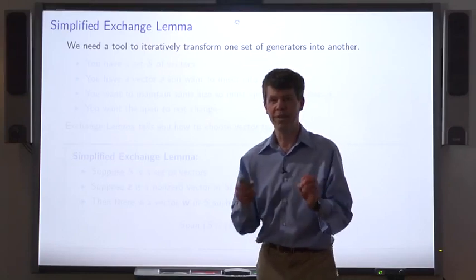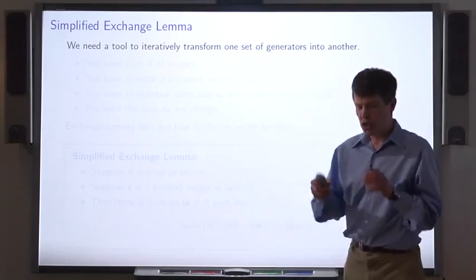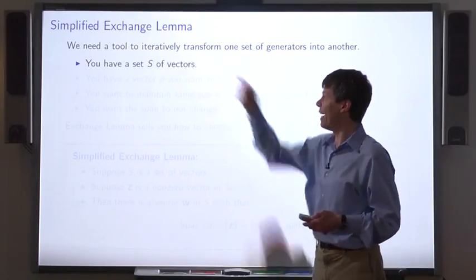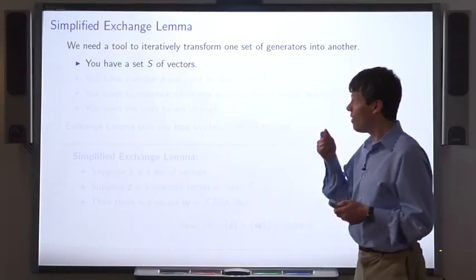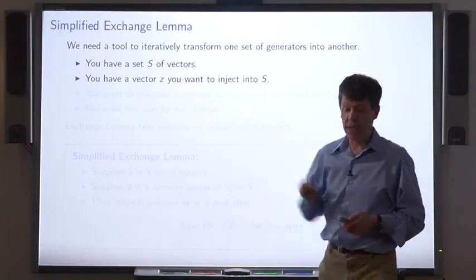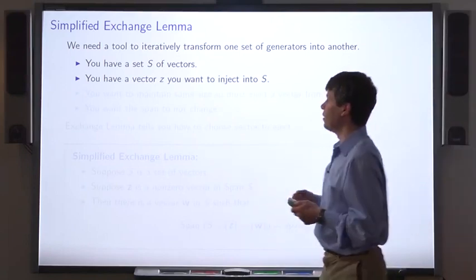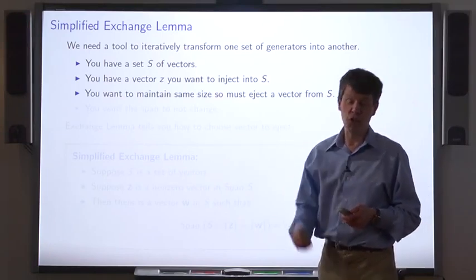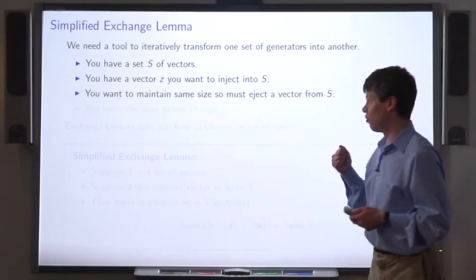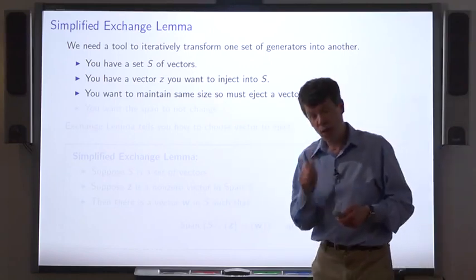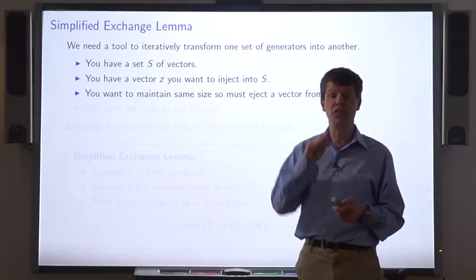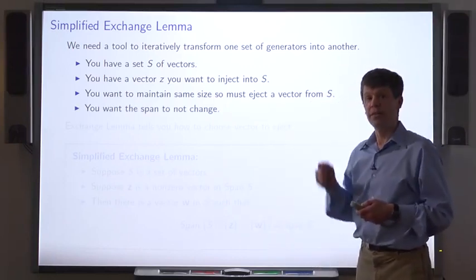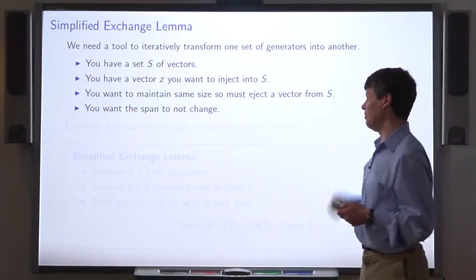We need a tool, a technical tool, to transform one set of vectors into another. So let's say you have a set S of vectors, and you have another vector z that you want to inject into the set S. But you want to maintain that S has the same cardinality, so you have to eject another vector from S. And you want to do this in such a way that you don't change the span. Well, the exchange lemma is a technical way of achieving that.